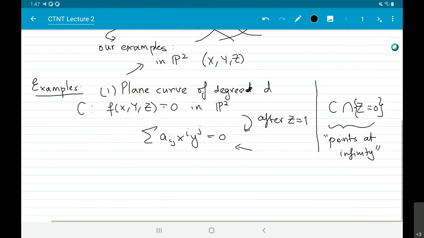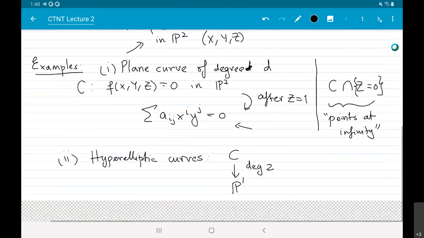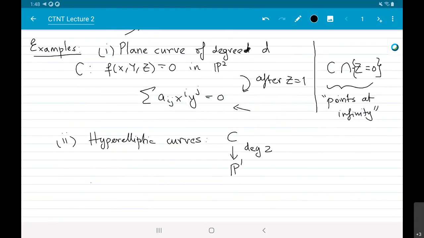So let's look at some other plane curves. Another class of curves is called hyperelliptic curves. This is a generalization of elliptic curves. These come with a degree 2 map to P1, and they admit a model. So they admit an equation.